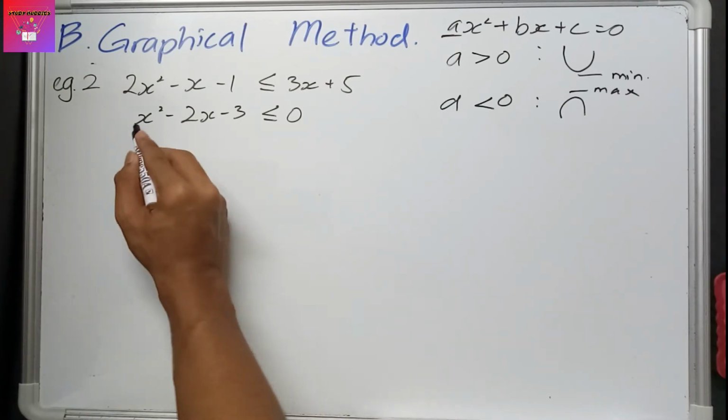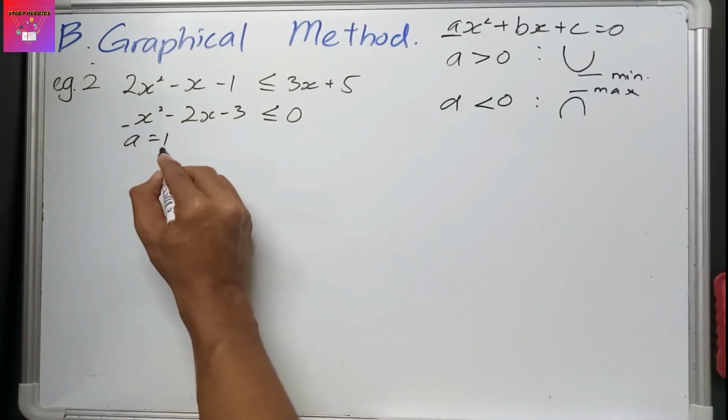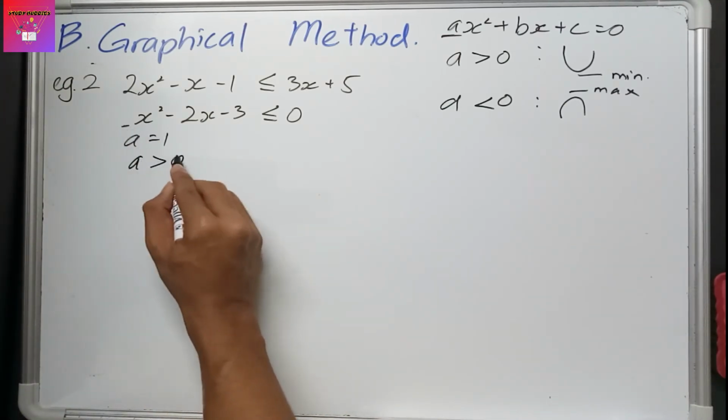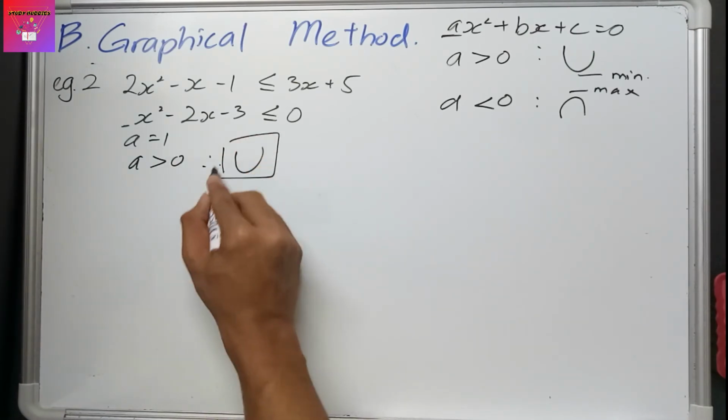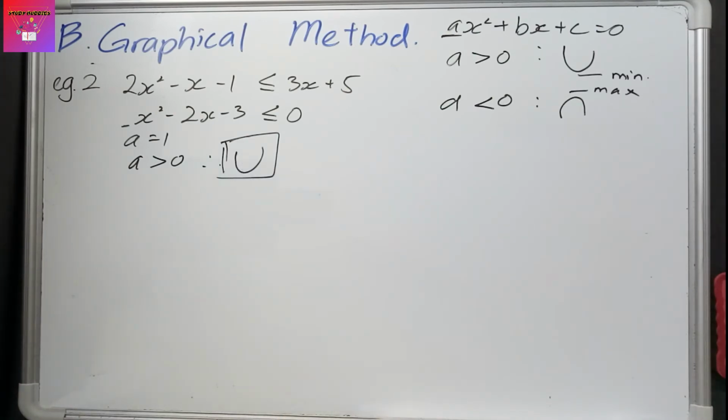So first, look at the value of a. A is equal to 1, therefore a is greater than 0. Since you have got an a, you're going to smile now. So the shape of the graph is going to be in this shape. So now let's find the value of the roots.